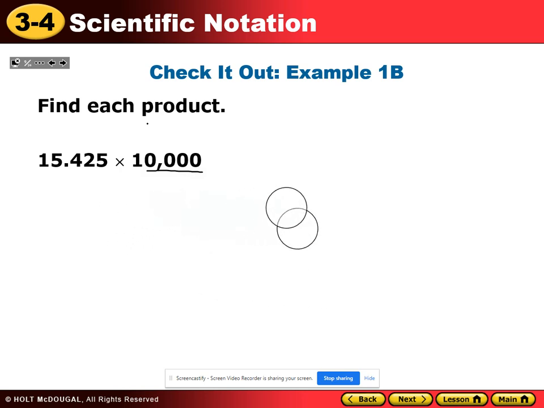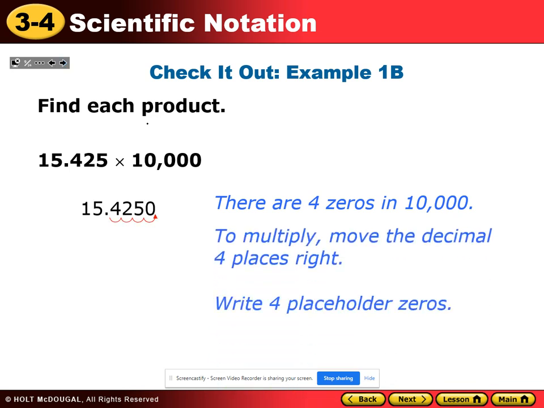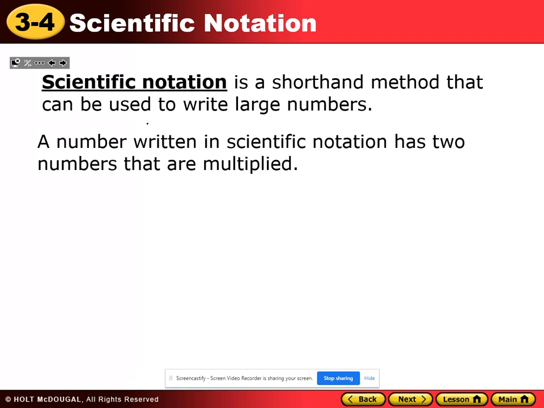Let's see how they should. All right. 15.425. Hey, there are 4 places, so they moved it 4 places, and we got our brand new answer. All right. So that was expanding numbers, multiplying them by 10 or 100 or 1,000 or 10,000, or even bigger, 1 million, 100 million, all those.